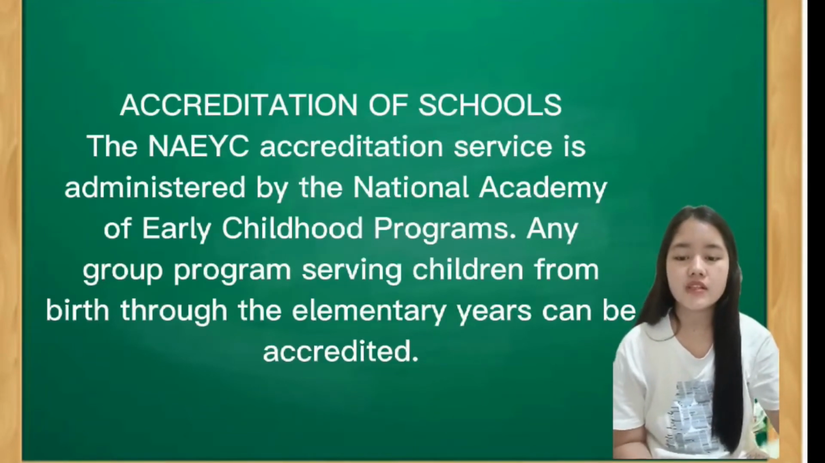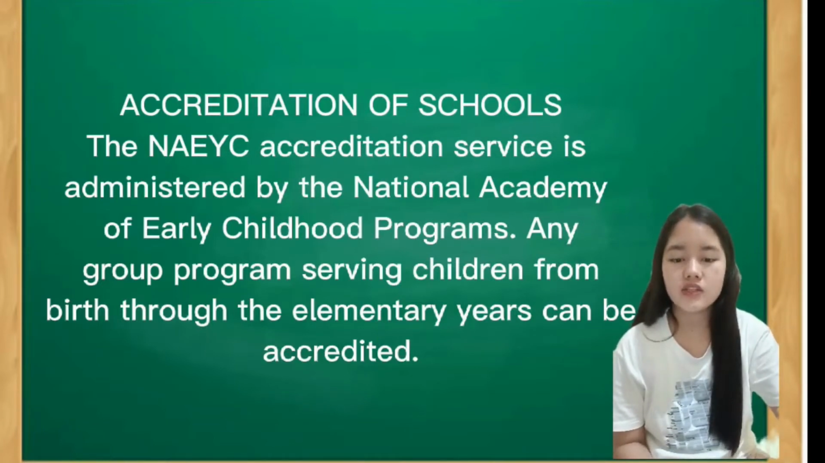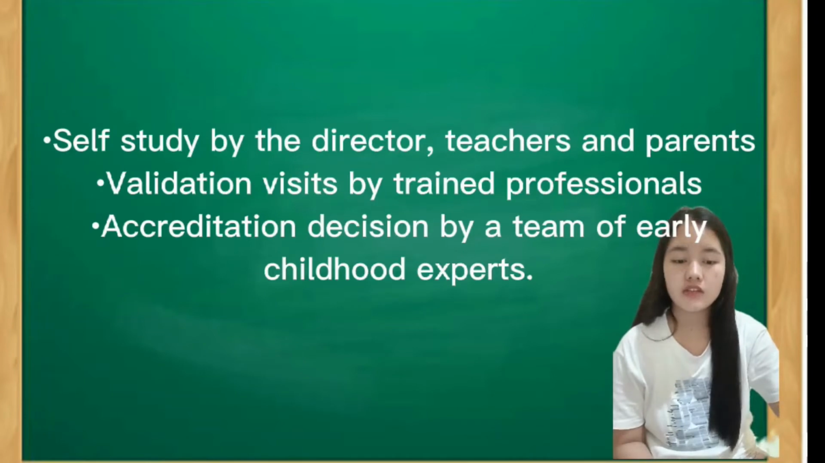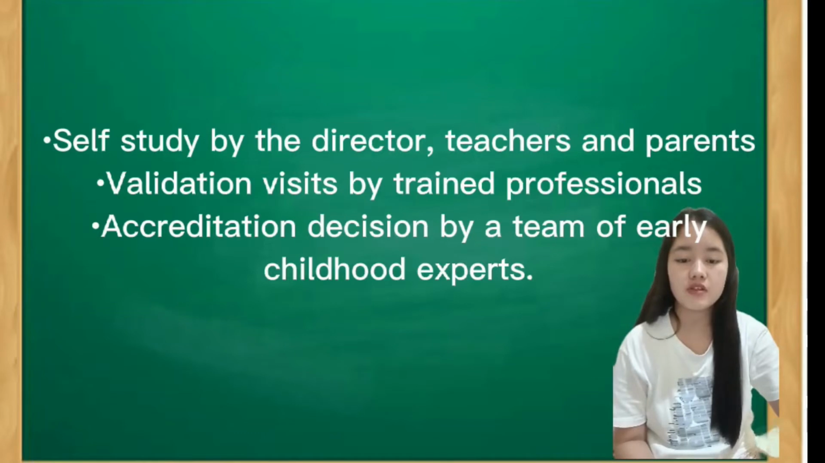So we have first the accreditation of schools. The NAEYC accreditation service is administered by the National Academy of Early Childhood Programs. Any group program serving children from birth through the elementary years can be accredited. The system is voluntary and it involves a three-step process: self-study by the director, teachers, and parents, validation visits by trained professionals, and an accreditation decision by a team of early childhood experts.